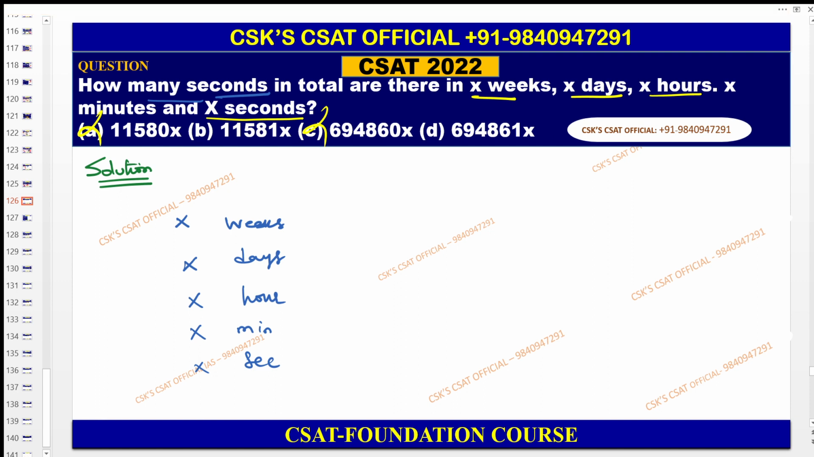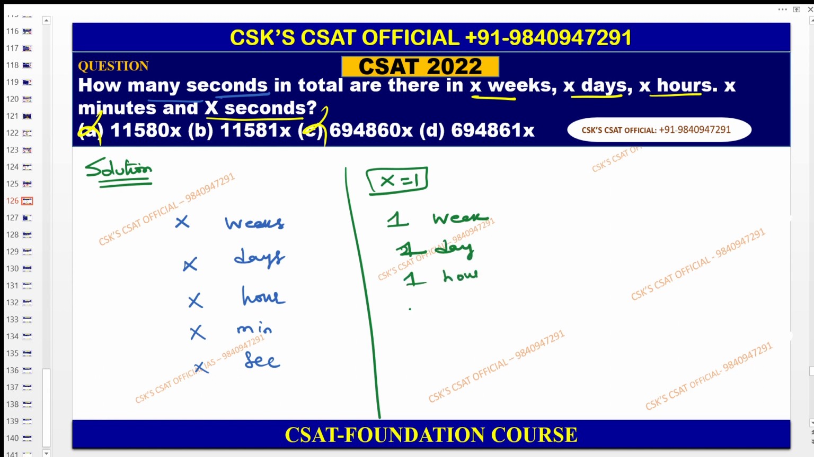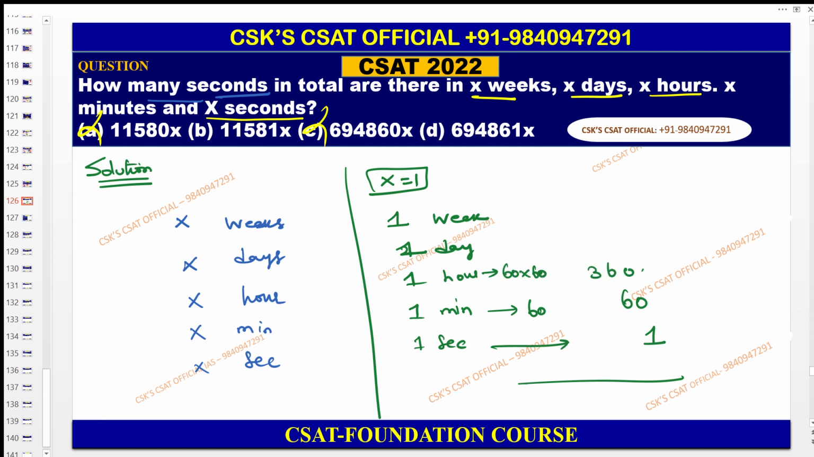Now understand here, just for convenience I'm taking x is equal to 1. You take x is equal to 1. So therefore 1 week, 1 day, 1 hour, 1 minute, 1 second. Obviously 1 minute means 60 seconds. The question here is converting everything in terms of seconds. So 60 will be there, right? How can you convert that one? 60 into 60, so this is nothing but 3600.